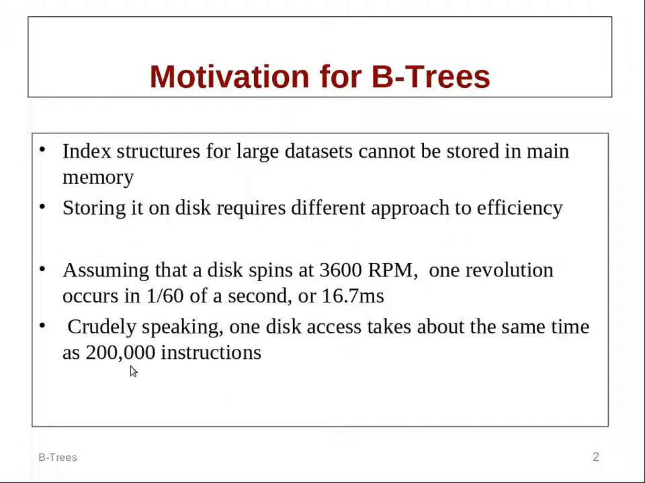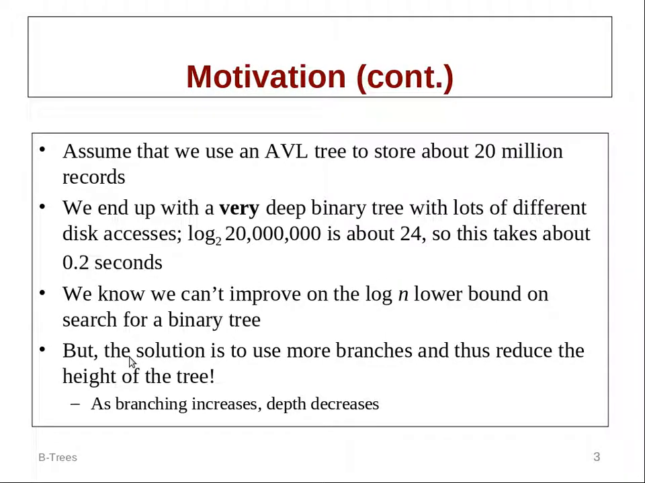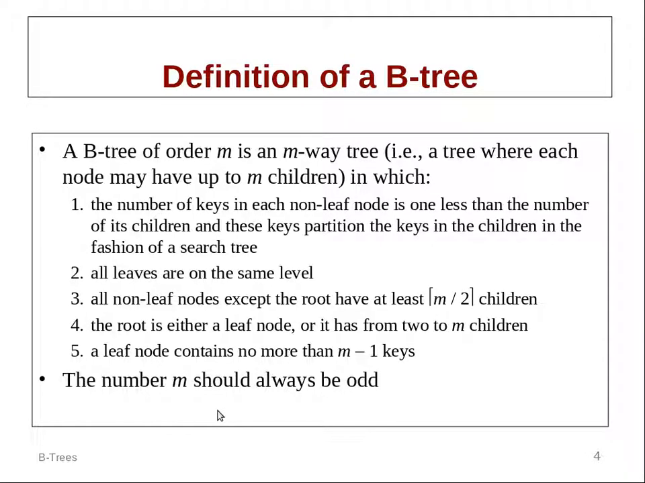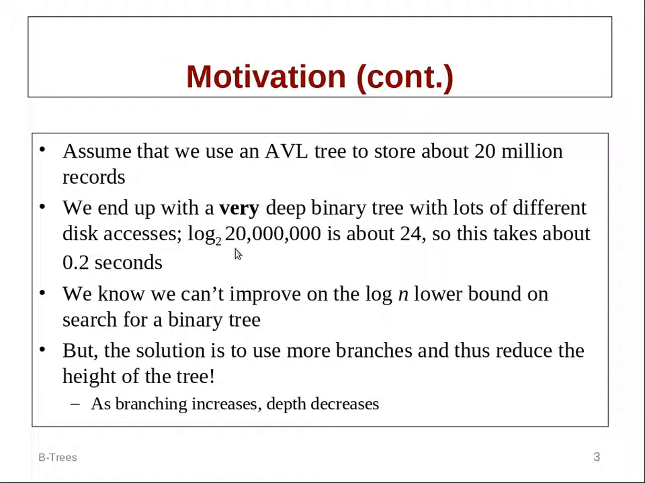Crudely speaking, 1 disk access takes about the same time as 200,000 instructions. That's more like 2 million instructions now, but that number is only growing. If we used an AVL tree to store 2 million records, we end up with a fairly deep tree. Log base 2 of 20 million is about 24, so it takes about 2 seconds to get to the end of that tree. We can't prove the log n lower bound away, but we can use more branches. So we can come up with a B tree, and at the end I'll explain what this number turns into when you use a bigger n.